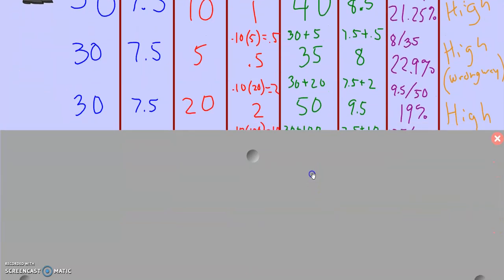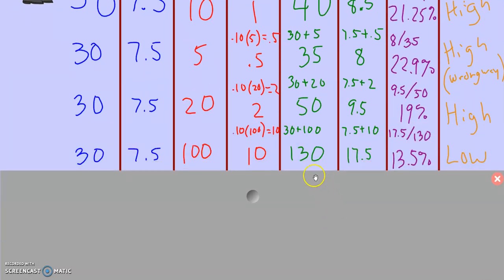So what I'm going to do is change my guess by a whole lot this time. I'm going to go all the way up to 100. So again, these two are the same. Here's 10% of 100 is 10. Then here is 100 plus 30 is 130. And then 10 plus 7.5 is 17.5. And 17.5 out of 130 is 13.5. And this is now too low.